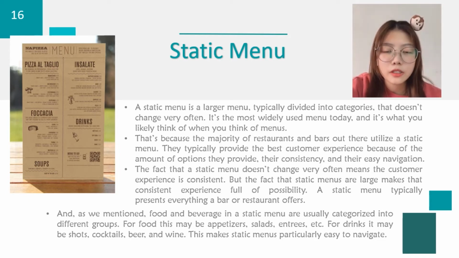And as we mentioned, food and beverages in the static menu are usually categorized into different groups. For food, we have 4 types of groups, like appetizers, salad, main course, or desserts. And for drinks, it may be shots, cocktails, wine, or beer. And this makes static menus particularly easy to navigate.